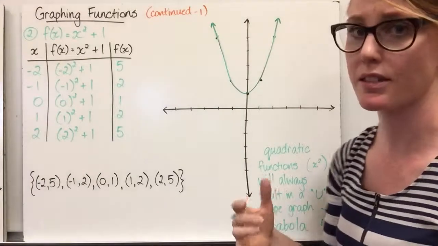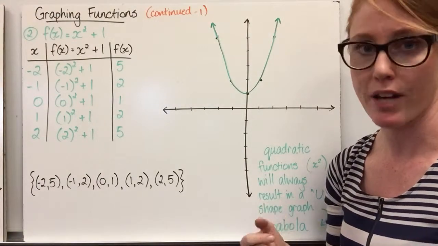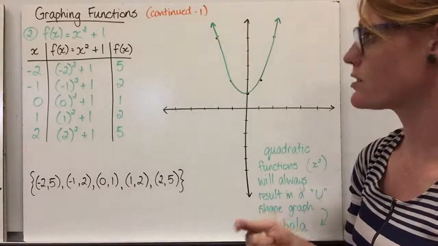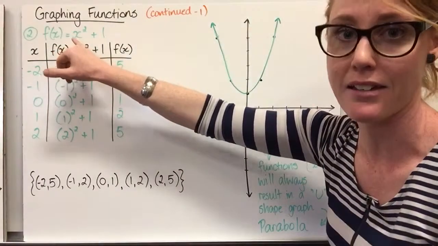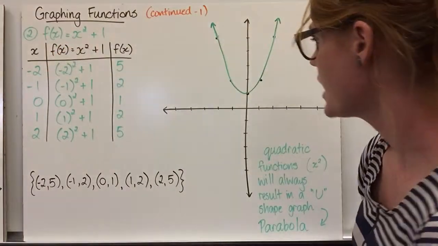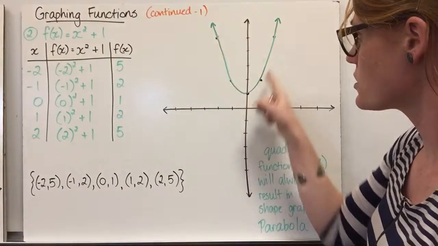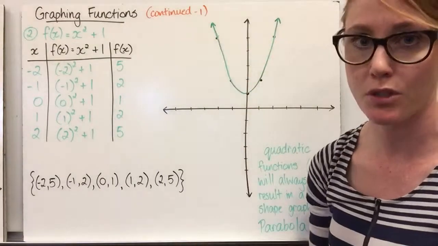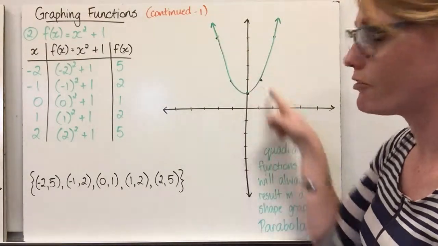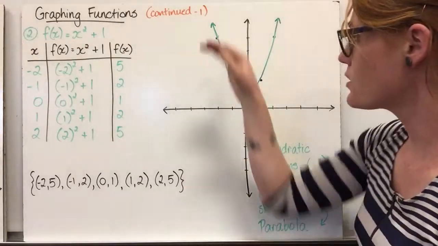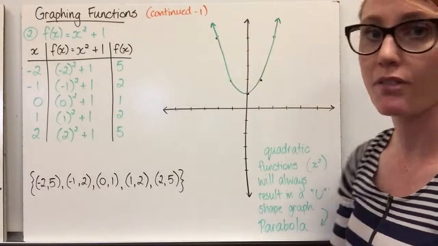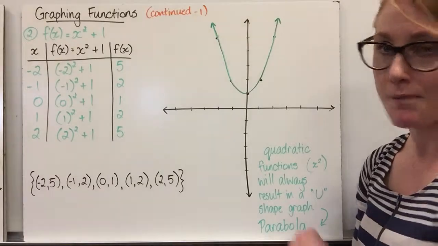And you'll notice that this is what we call a quadratic function, and quadratic functions often contain the x squared value in the function, and quadratic functions will always result in a U-shaped graph. It also could be an inverted U-shaped graph. So this curvy U-shaped graph is called a parabola.